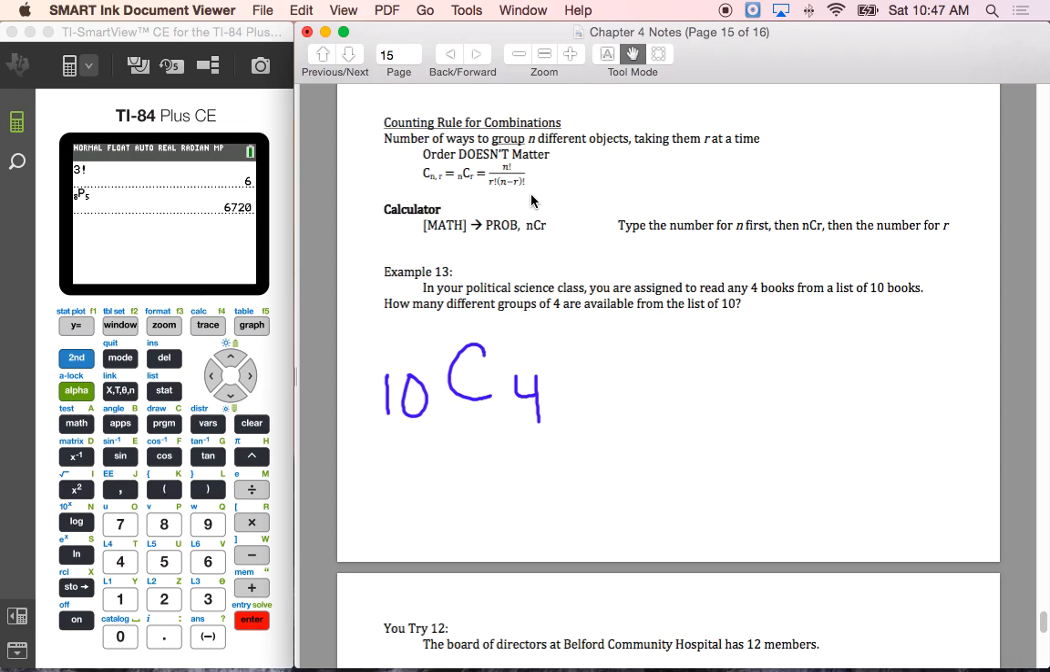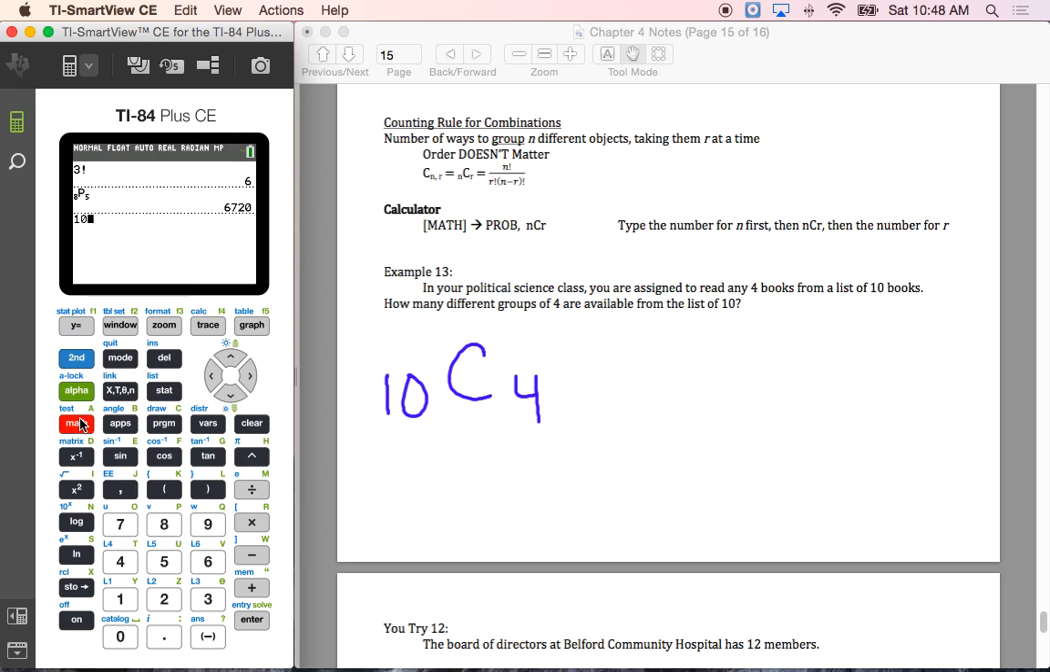Now, when you go through quizzes and tests, make sure you tell me what one you are using. So don't just give me an answer because I can't give you partial points. So actually write down 10C4 or 8P5, whatever one you're using, write that down first. So we're going to type in 10 first. We're going to hit our math button, and we're going to go over to our PROB. Now we want the C, so we're going to choose number 3, and we have to end with 4. So we have 210 combinations there.